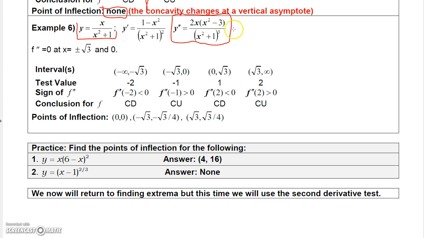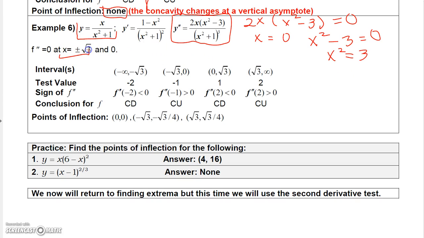Well, if you look at this second derivative, if you set this equal to 0 to get the zeros of that second derivative, well, it can only be 0 if x is 0 or if x squared minus 3 is 0. And x squared minus 3 can only be 0 if x squared equals 3 or if x is plus or minus the square root of 3. So that's where I got plus or minus square root of 3.